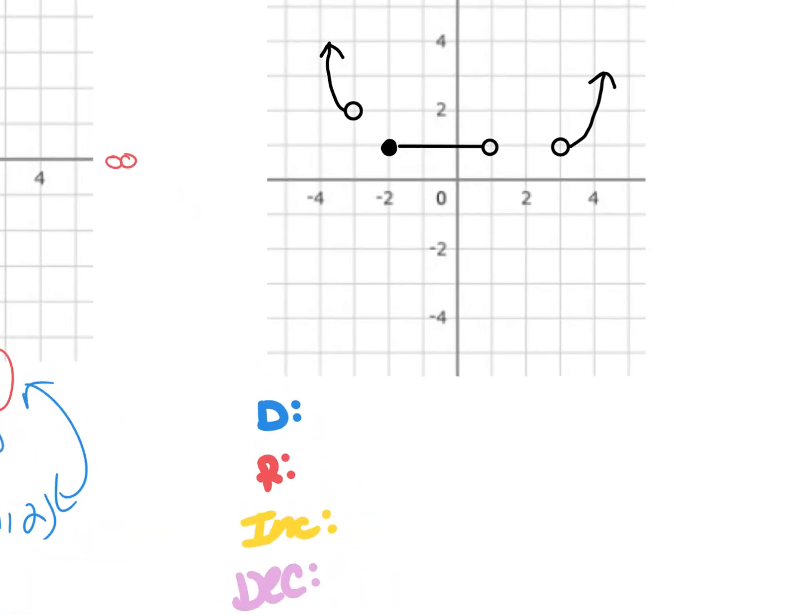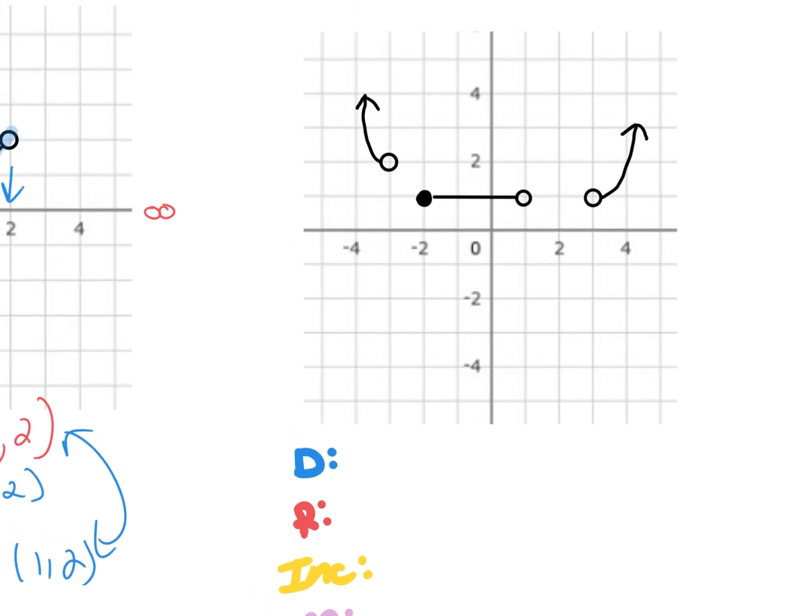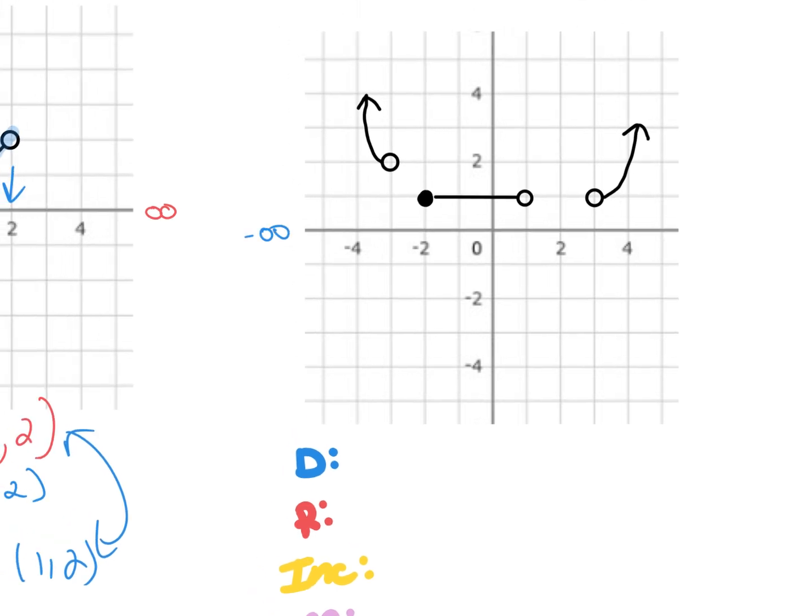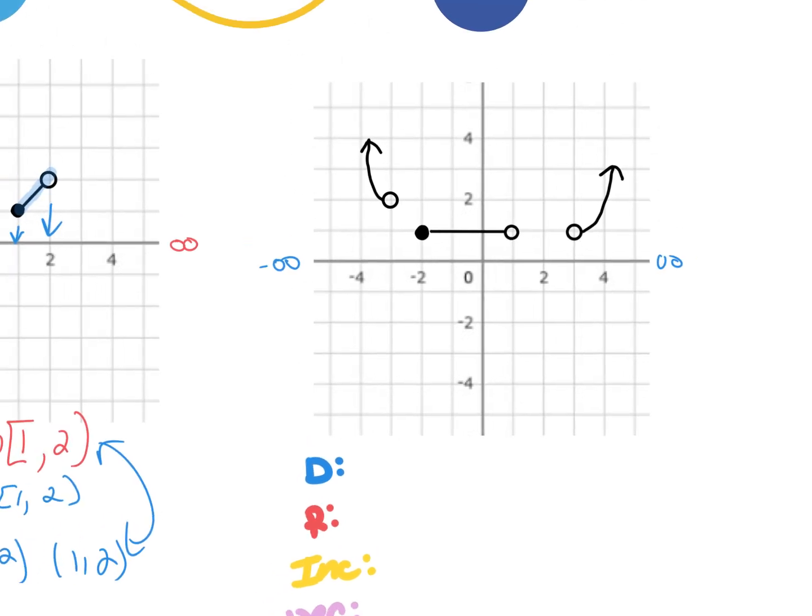Remember, domain is on our x-axis, from negative infinity over here to positive infinity over here. Do you guys agree that as this continues to go, it's going to continue to get wider? So what are your x values that are being used? From where? Negative infinity, good, Nick. To where? To negative 3. Does it include negative 3?